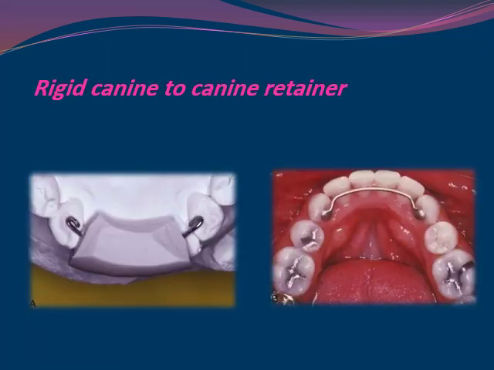The other type of fixed retainer is the rigid canine to canine retainer. This type of retainer is a rigid stainless steel wire, a thick and rigid wire that is bonded only to the canines, while the other teeth are not bonded. This type of retainer can be fabricated in the laboratory or it can be ready-made, and we just do bonding on the canine teeth only.